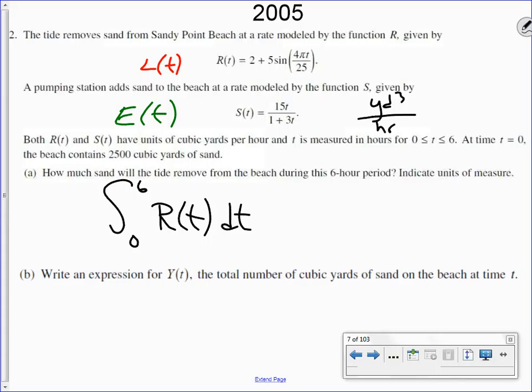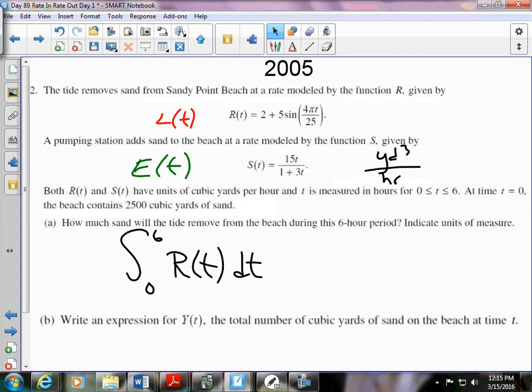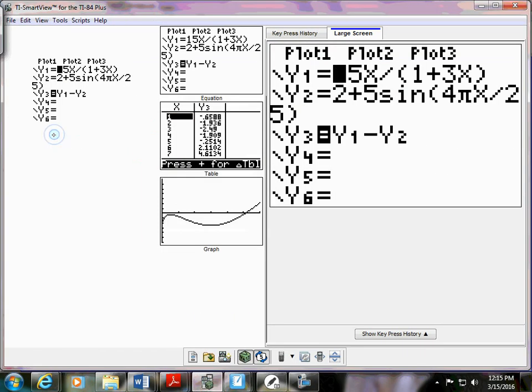But now to get the answer, what are we going to do? Where was my rate out? I put in my y2, right? So we're going to integrate y2, and I'm actually going to type that on my calculator. I'm going to go to my calculator. What's going on with my home screen here? Wait, where's my calculator? What's going on?